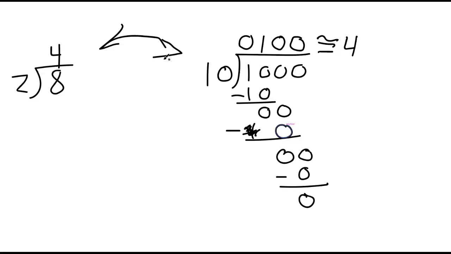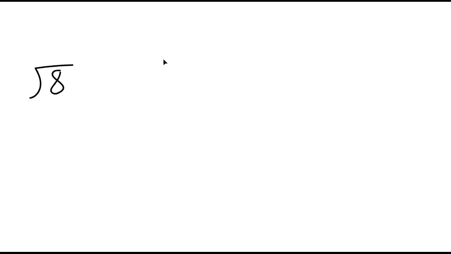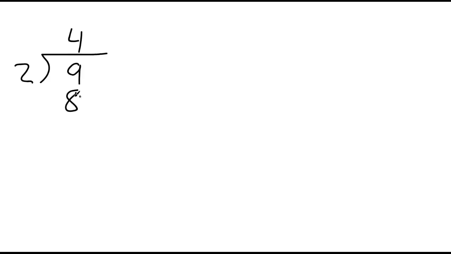It's that simple. Alright, now I'm going to do one with a remainder. Now this might be a little confusing. It confused me at first. I was thinking, how the heck are you going to do this? But it's not that hard. So, how many 2's are in 9? Well, we know there's 4. 4 times 2 is 8. Subtract. Okay, 9 minus 8 is 1.